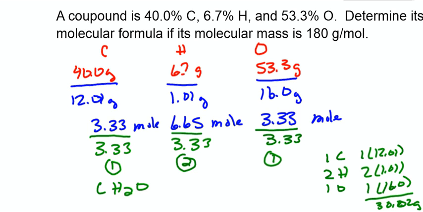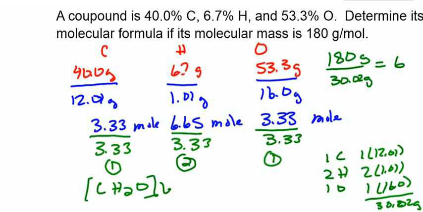So what I'll do, I'll take the 180 grams that we have for the actual molecule and divide that by 30.02 grams, and we'll get a whole number out of that, which is 6. So what that means is I need to take this thing right here and I need to multiply all of this by 6 to get the actual molecular formula. In this case, that would be C6H12O6. C6H12O6 is the actual molecular formula, and you should know that as glucose. So that's how you do empirical and molecular formulas.